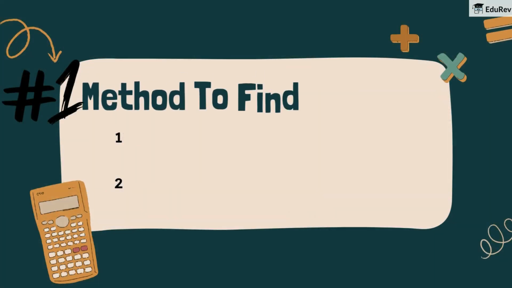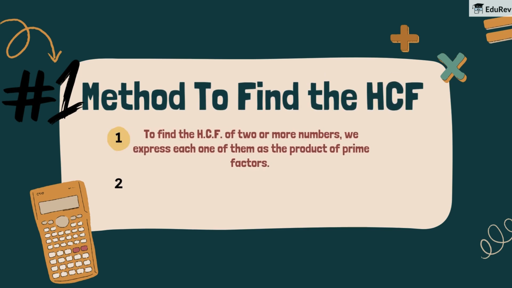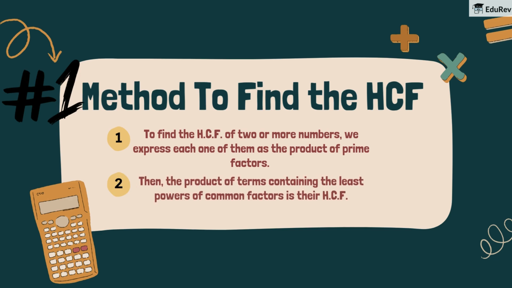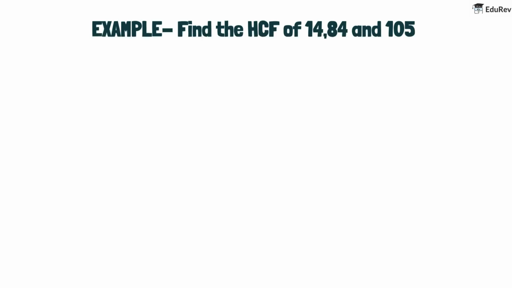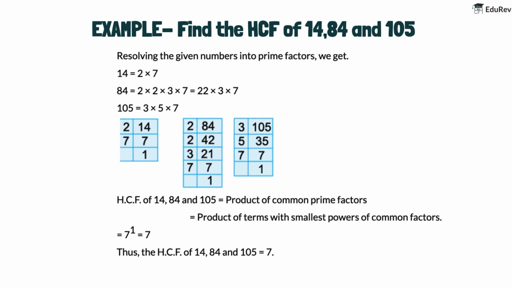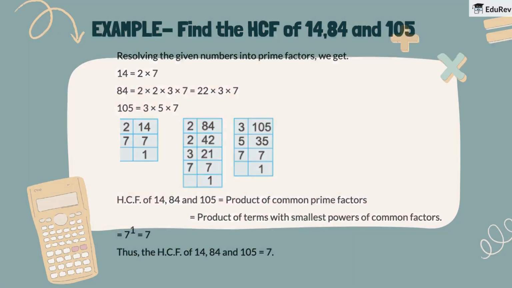Next, there are two methods to find the HCF. The first method involves expressing each number as the product of prime factors and then finding the product of the terms containing the least powers of common factors. For example, to find the HCF of 14, 84, and 105, we resolve these numbers into their prime factors. The HCF of 14, 84, and 105 is 7, calculated from the product of the common prime factors.